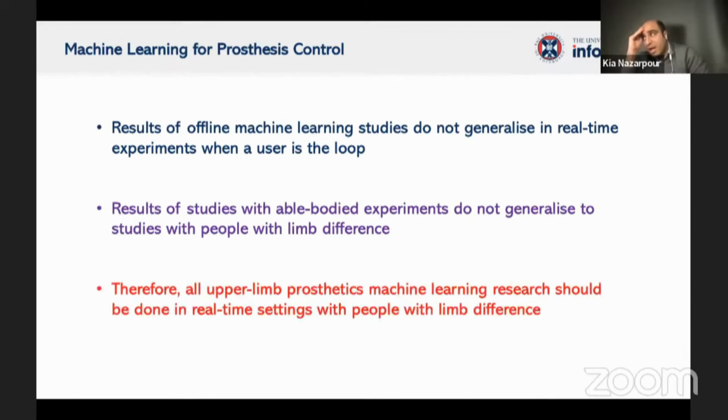And finally, therefore, all upper limb prosthesis control experiments with machine learning should be done in a real-time setting with people with limb difference. That is very difficult for current research in the UK and internationally, with people on short-term contracts and PhD students needing to develop these settings to work in real time with people with limb difference. It's a big ask from early career researchers.